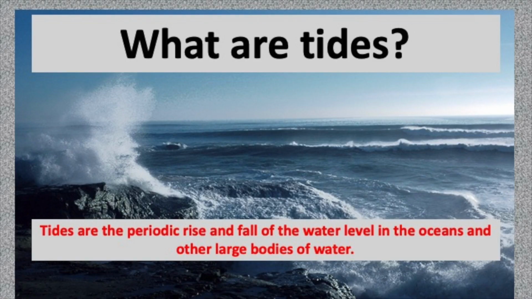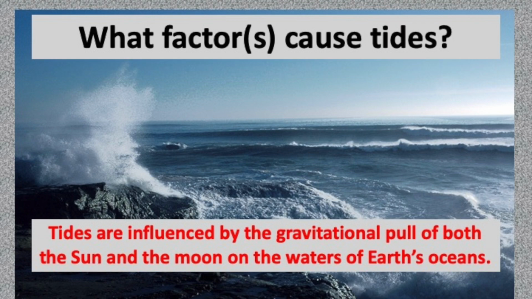Enough of that. So let's start off with our first question in your notebook. What are tides? Tides are the periodic rise and fall of the water level in the oceans and other large bodies of water. The factors that cause tides are the gravitational pull of both the sun and the moon on the waters of Earth's oceans.